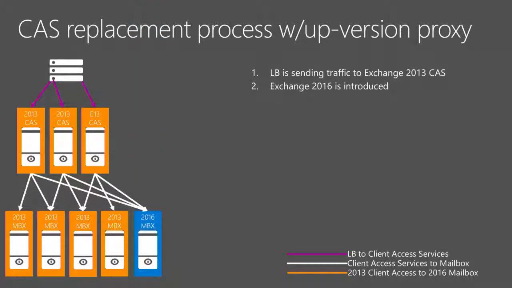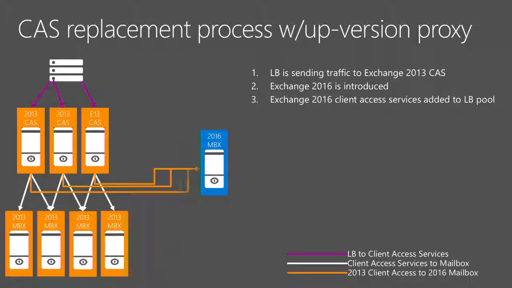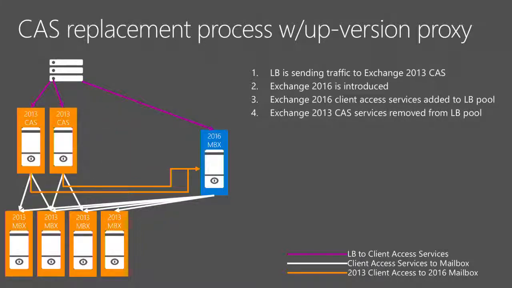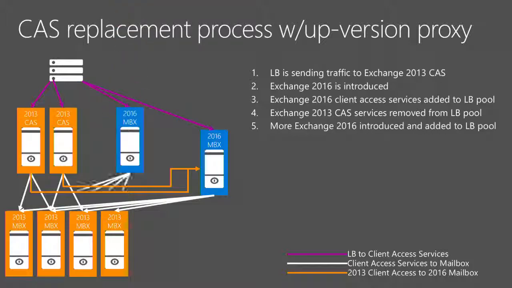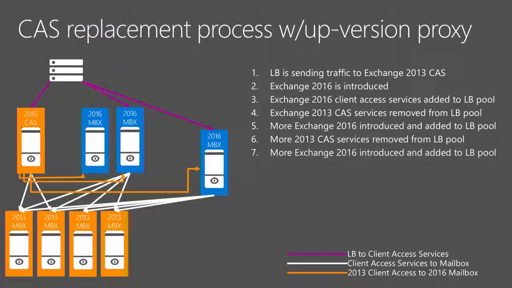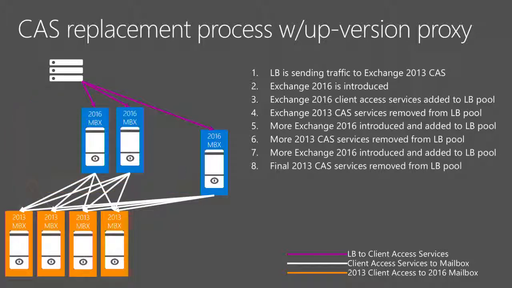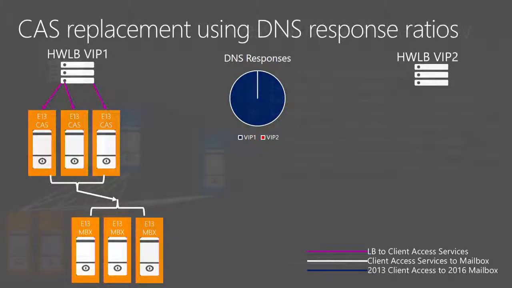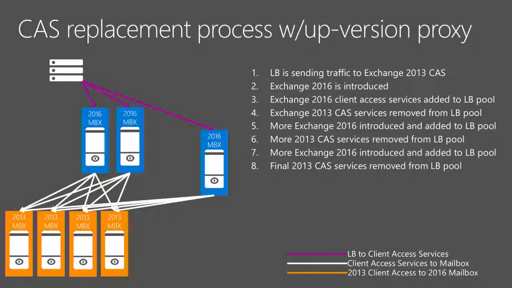So you introduce that. Again, it's the mailbox role, so it's kind of like a mailbox. And then 2016 client services are added to the load balance pool, so we can start answering client requests as well. And then the 2013 CAS services are removed. And every time you add another 2016 to the load balance pool, you remove a 2013 one after you verify it's working. And it's kind of like this one-for-one replacement that just goes on until all of your 2013 CAS are gone, and you're left with just the 2016 ones handling everything. OK, so that's one way to do it.